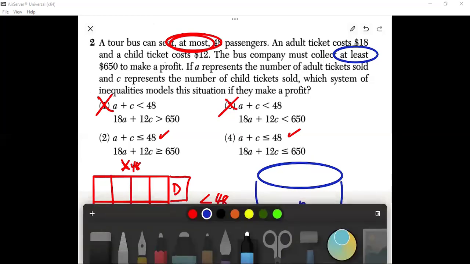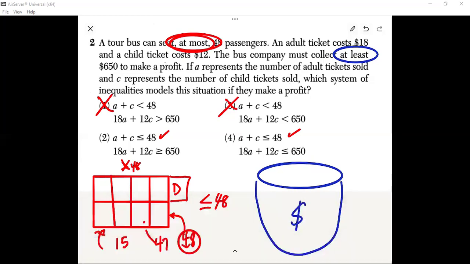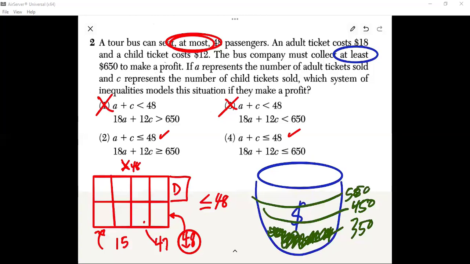So this bucket represents 650 exactly. So what if I only have this much money in my bucket? Is that enough? It says I have to have at least 650. Is this enough? No, that's not enough. This is 350. How about this? That's 450. Is that enough? No. Let's say 550. Is that enough? No. What if it's exactly 650? Well, that would work because we have to make at least 650. So if we go right up to the top of the bucket, then that would be okay.